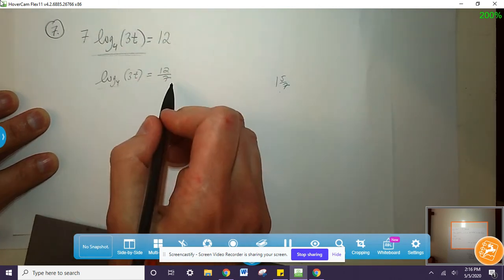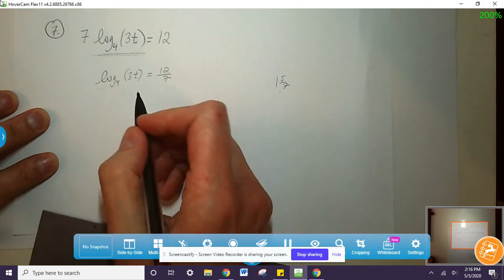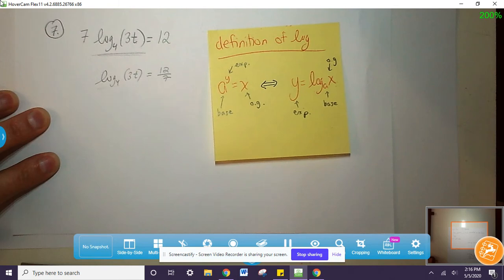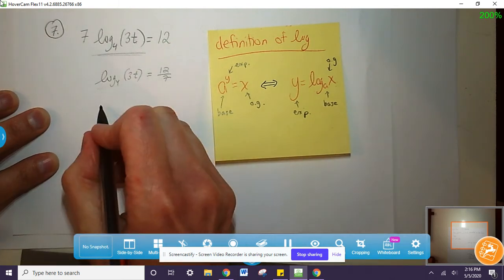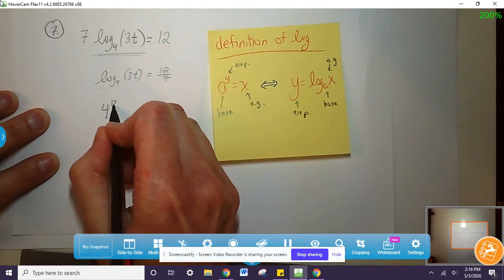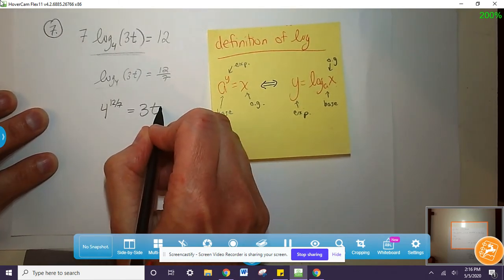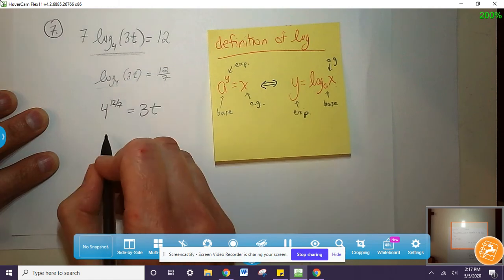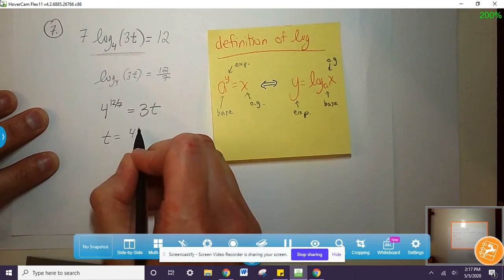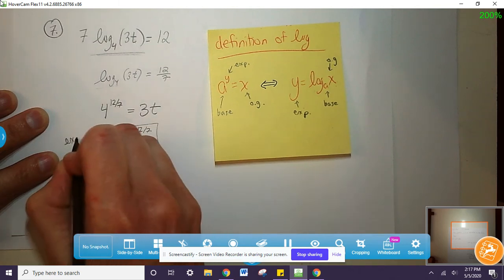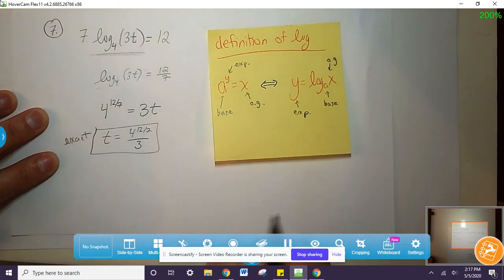Now that the log is isolated, we want to identify the base, exponent, and other guy so that we can use the definition to rearrange. The base is 4, the exponent is 12/7, and the other guy is 3t. To finish solving for t, we'll divide both sides by 3. And this is good for an exact answer. You can't really do anything else without touching a calculator.